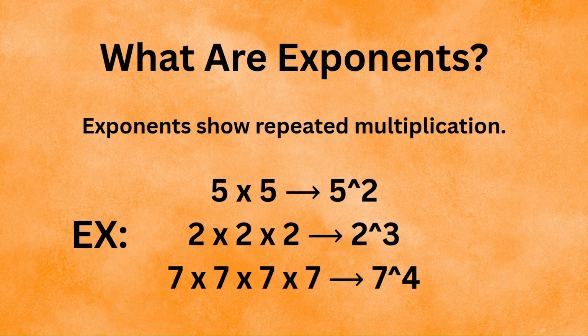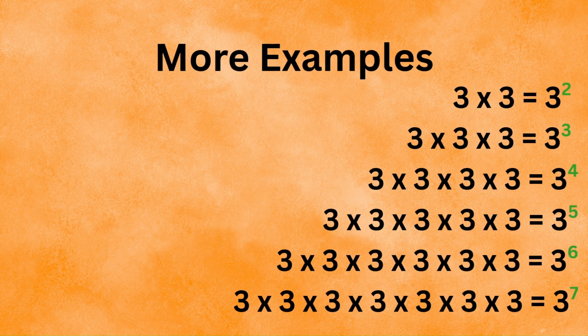Now there's two ways to write out exponents. You can have the number, the up arrow, and then the exponent number. Or, as you can see on this slide, you can have a small number right next to it. It's at the very top right corner.